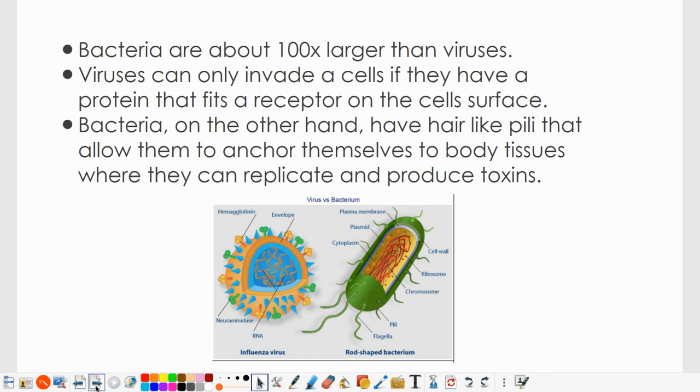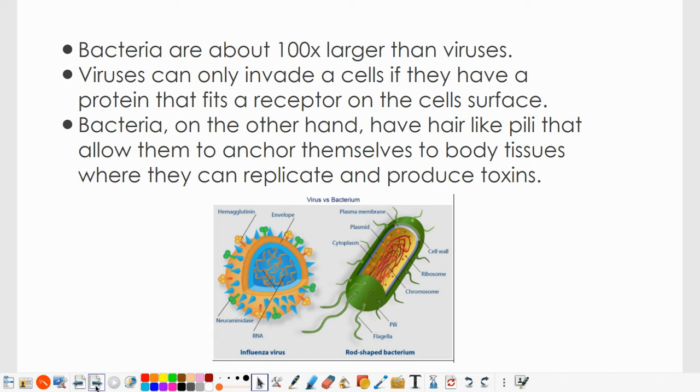Bacteria, on the other hand, have these hair-like pili that allow them to anchor themselves to any body tissue, really, and infect it, replicate all on their own, produce toxins all on their own, and basically infect just about anything. So the same bacteria that infect you can infect a dog, can infect a cat, etc. So bacteria are more capable of affecting a larger variety of organisms because they don't have to invade another cell in order to reproduce. They only have to attach themselves to the tissues.